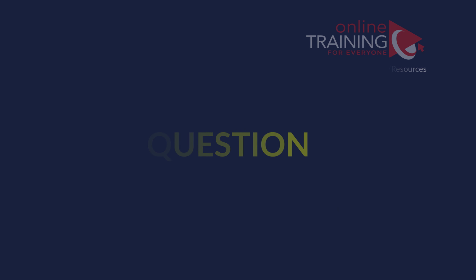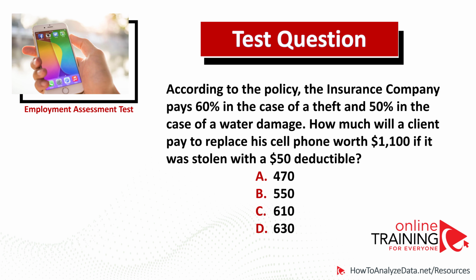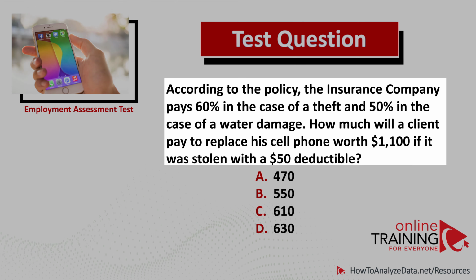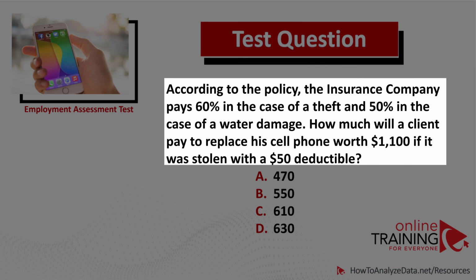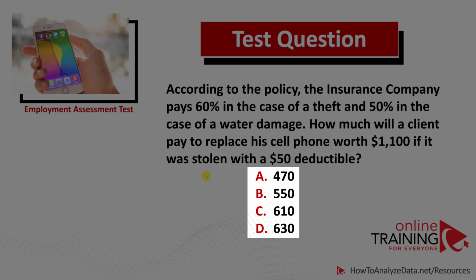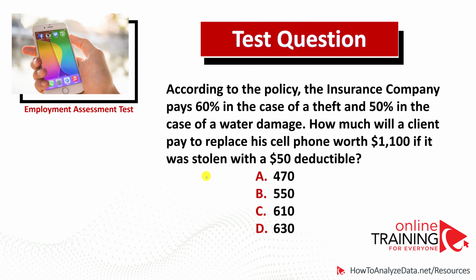Let's look at a tricky question, which involves understanding some fundamentals and concepts of insurance. According to the policy, the insurance company pays 60% in the case of theft and 50% in the case of water damage. How much will a client pay to replace his cell phone worth $1,100 if it was stolen, with a $50 deductible? We are presented with 4 different choices: $470, $550, $610, or $630. Do you think you know the answer, or do you know how to calculate it? Let's see if we can get to the correct answer together.